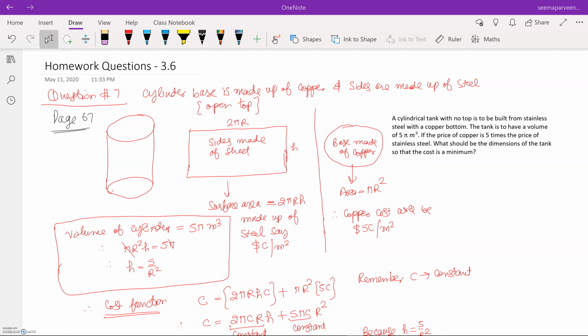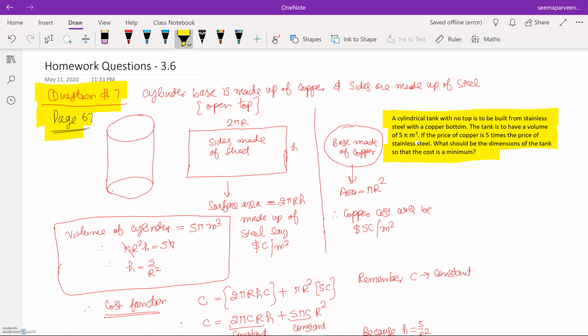So this is question number 7 on page 67, section 3.6 from the workbook. The text of this question is here. A cylindrical tank has to be built with no top. The volume has to be 5 pi meter cube. The base of the cylinder is made up of copper and the sides are made up of stainless steel. The cost of stainless steel is 1/5 the cost of copper, or in other words, the copper sheet is 5 times more expensive than the stainless steel. So I'm going to try to break it down.